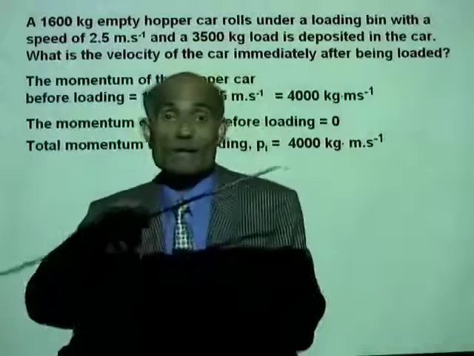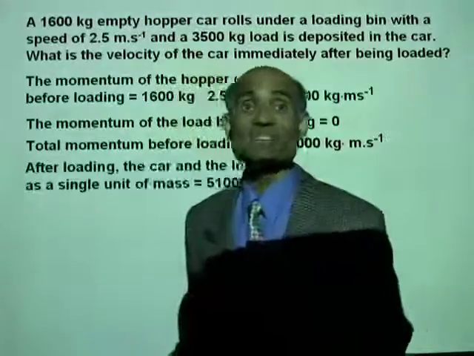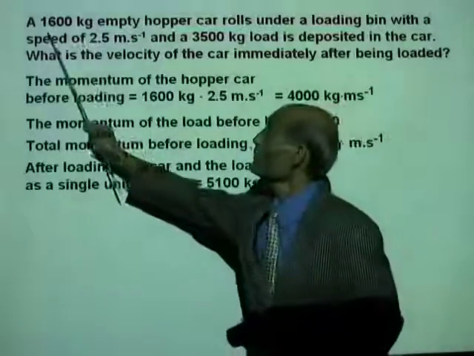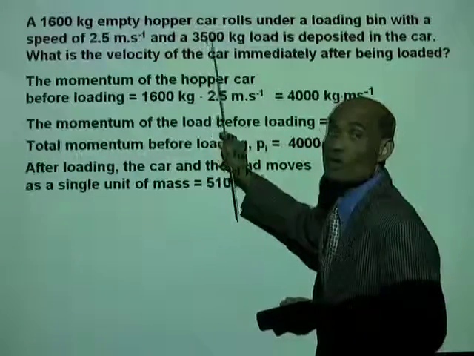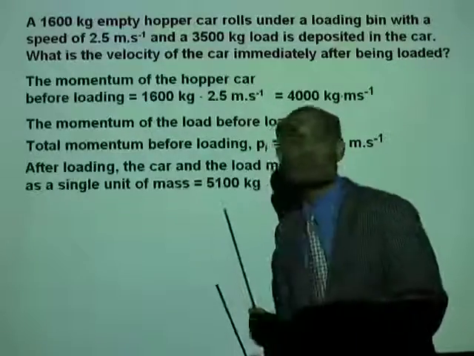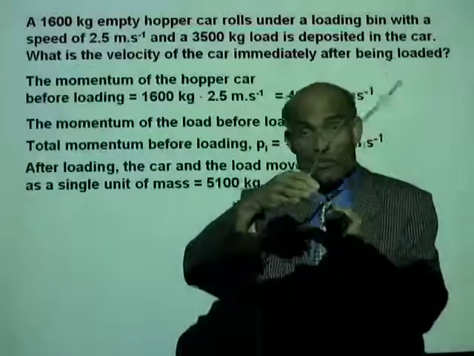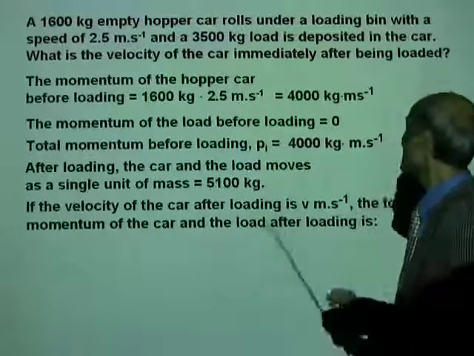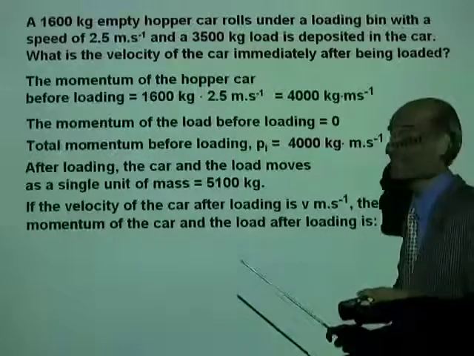And once loaded, the hopper car and the load together is a single system. And what is the total mass? The mass of the hopper car is 1600 kilogram. Mass of the load is 3500 kilogram. The total mass of the system now is 5100 kilogram. And that 5100 kilogram is now going to move with the velocity which we need to calculate. Let that velocity be v meter per second.